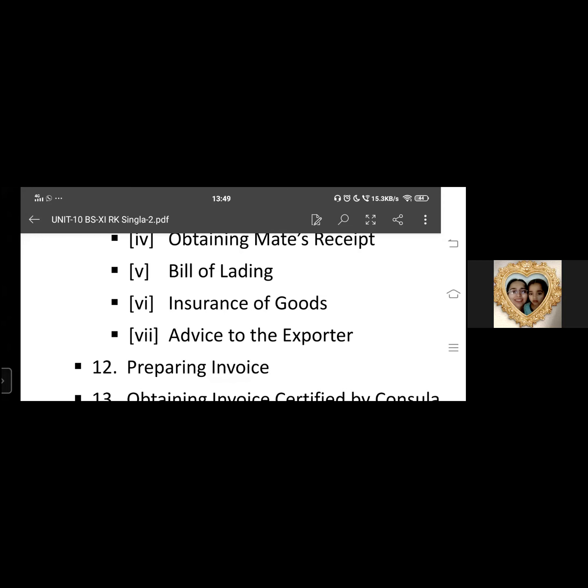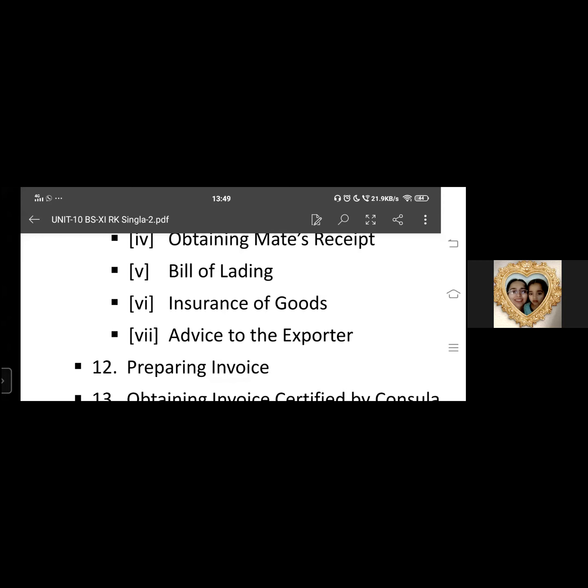Officer in charge jo hai keeps the mate's receipt with him. Wo apne paas rakhenge is receipt ko. And return the bill of lading to the forwarding agent. Forwarding agent ko bill of lading jo hai wo uske badle mein de denge after signing it.